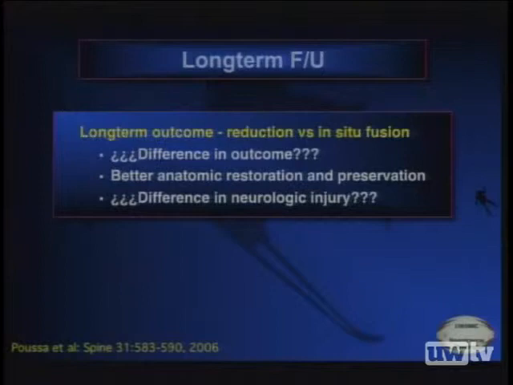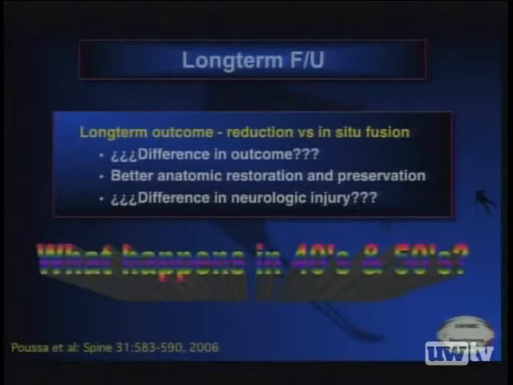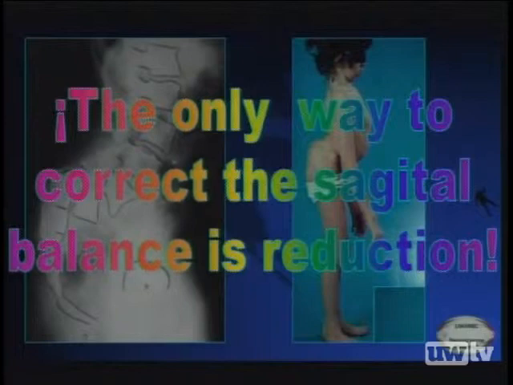So really, in summary, it's a very good study, but personally, I would wait for what happens when these patients get more elderly. There's probably no difference in outcome between the two groups. You get better anatomic restoration with the reduction. And is there a difference in neurologic injury? It doesn't really appear so. And then again, what happens in their 40s and 50s? Now, the only way to correct the sagittal balance is reduction.